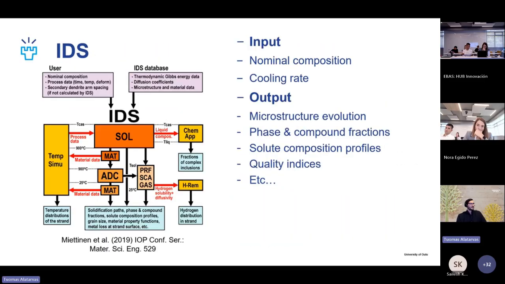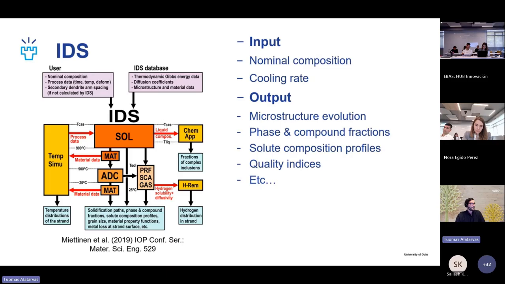And the IDS is a modular software which contains different kinds of modules. The most important ones are the solidification module, which takes into account the solidification region from 1600 to 900 degrees or so. And below that temperature, the austenite decomposition module, ADC, takes place and calculates what happens to the prior austenite grains during the cooling of the material.